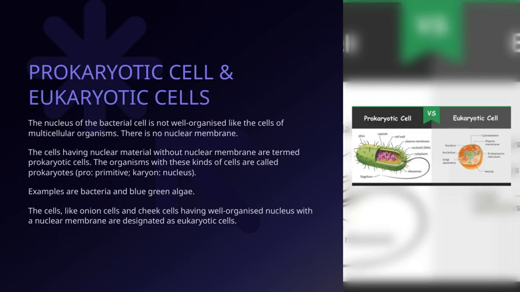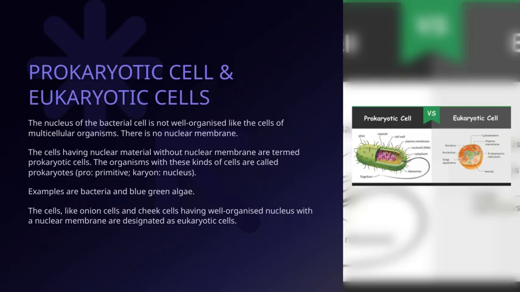Now, let's look at the differences between prokaryotic and eukaryotic cells. The nucleus of a bacterial cell, for example, is not as well organized as the nuclei you see in cells of multicellular organisms. In fact, bacterial cells don't have a nuclear membrane at all. This means their genetic material is not enclosed within a defined nucleus.